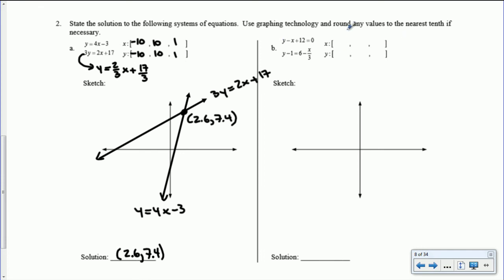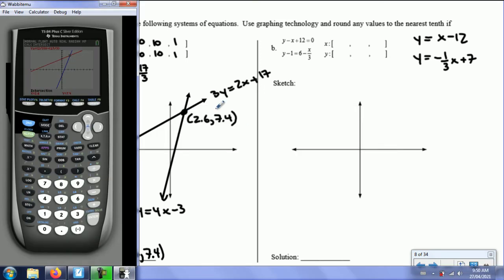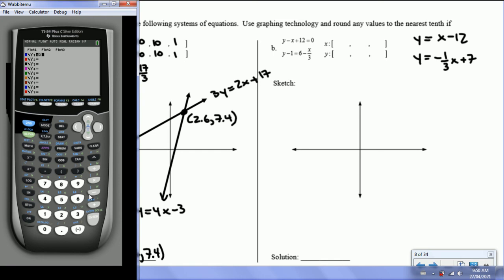So again, we need to get y on its own. So we'll have y equals x minus 12. So add x to both sides, subtract 12 from both sides, we get there. For this one, minus 1/3 x, so I just brought that to the front, and then 6 plus 1 will be plus 7. So that's what I need to put in for my equations here. So let's do that. X minus 12, and negative 1/3 plus 7.